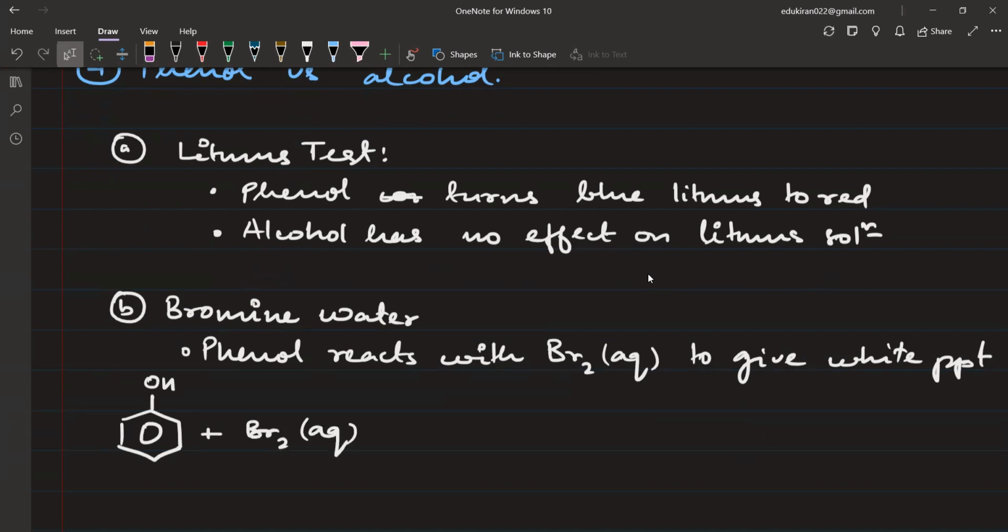Sir, alcohol will have no effect on blue litmus or all? No, no, it is very much similar to water. It is slightly acidic only. Yes, sir. Okay.